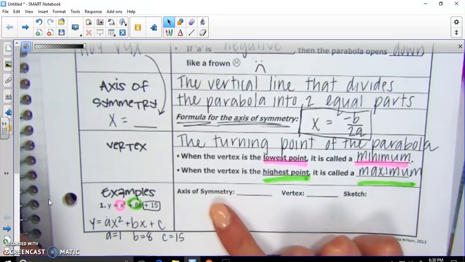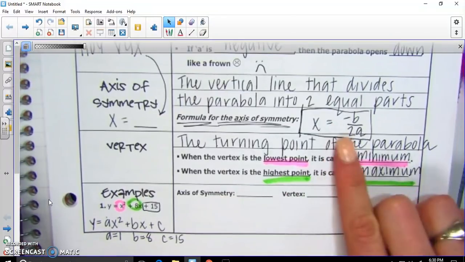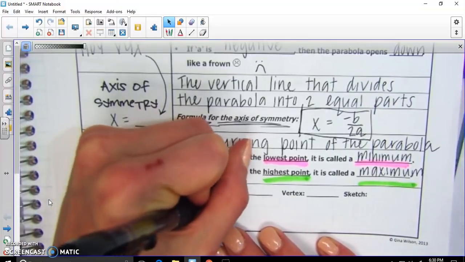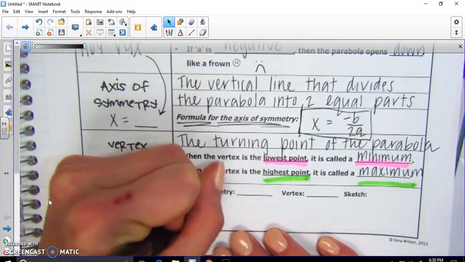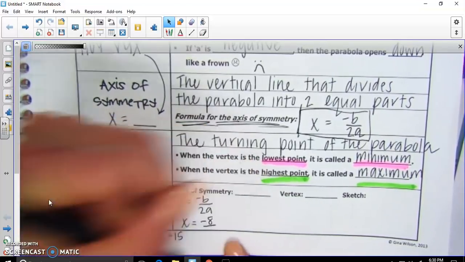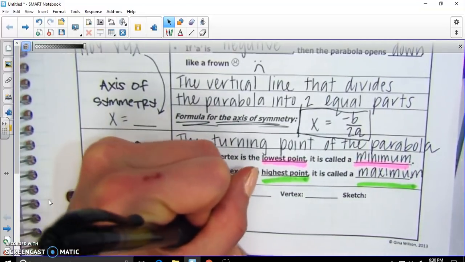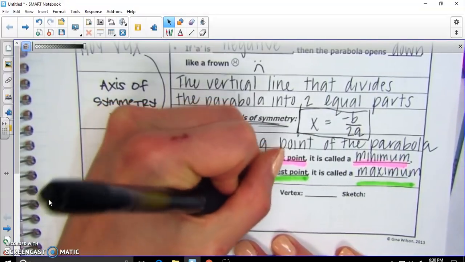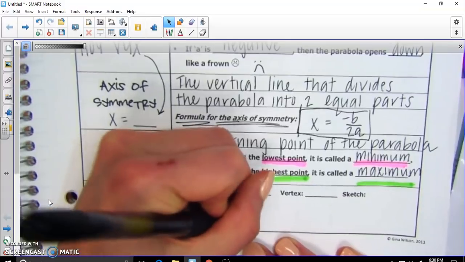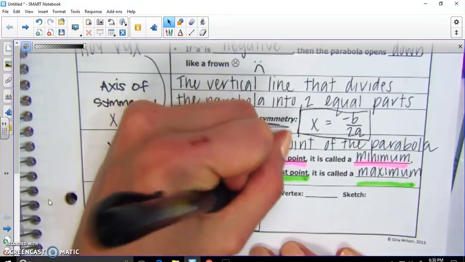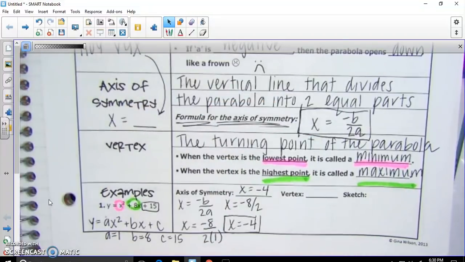Okay, so to find the axis of symmetry, we're going to use our formula. There's our axis of symmetry formula. X equals negative B over 2A, and we'll plug in what we know. Negative B, so negative 8 over 2 times 1. Well, that becomes x equals negative 8 over 2. X equals negative 4, and that's how we write that line. X equals negative 4. Okay.